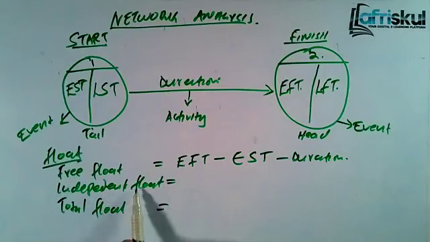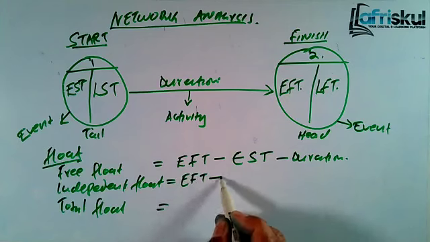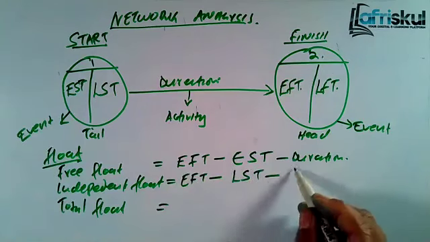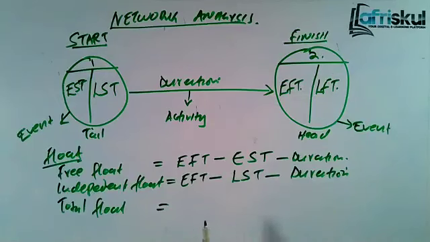Then for the independent float, in layman's language, it is the amount of time which an activity can be delayed without affecting the start time of either the preceding or the subsequent activity. This is how we get the independent float: you take the earliest finish time minus the latest start time minus the duration.